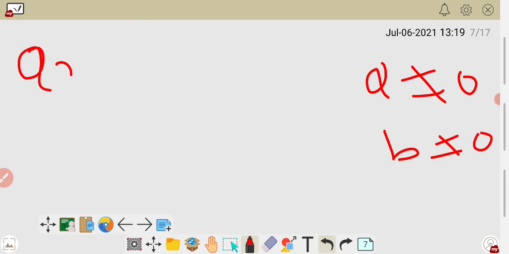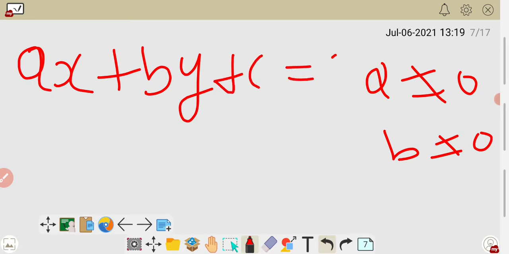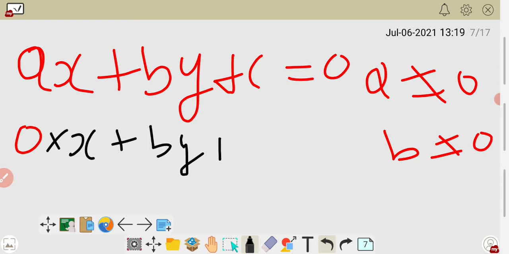Your general form, or standard form, is ax plus by plus c is equal to 0, where x and y are the variables, and a, b, c are real numbers. It means a, b, c may be equal to 0, plus minus 1, plus minus 2, plus minus 3, but a should never be equal to 0. If a is 0, then in the place of a you write 0. When you write 0 multiplied by x, and then plus by plus c is equal to 0.